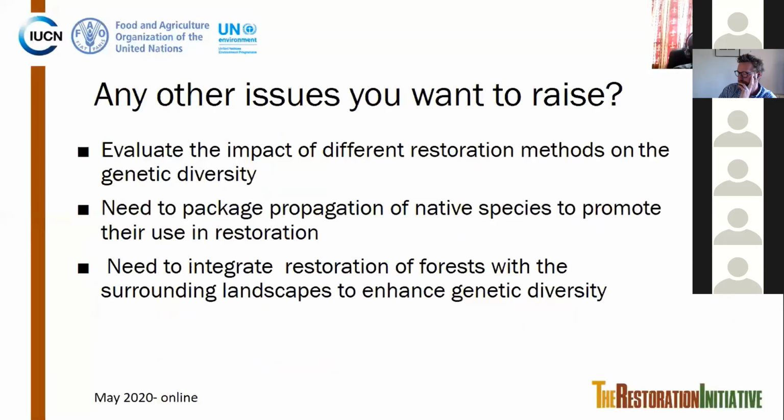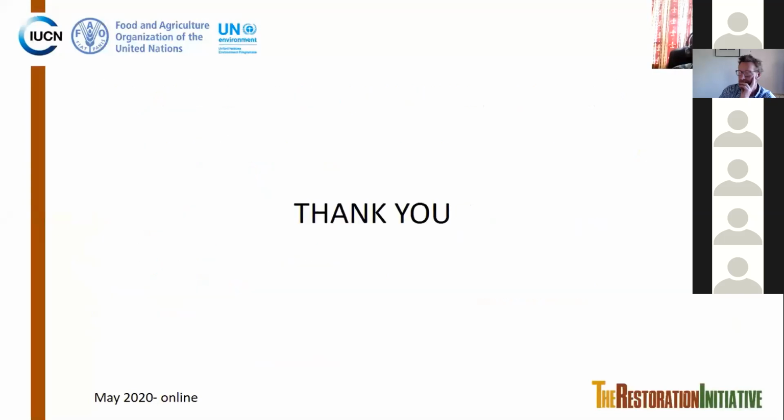We have quite a number of issues which I would like to raise today. There are three in number, and the main one is to focus on evaluating the impact of different restoration methods on genetic diversity. It is also important to promote propagation of native species to promote their use in restoration. And there's also a need to integrate restoration of forests with the surrounding landscapes. This is aimed at enhancing genetic diversity. So thank you very much. That's the end of my presentation.